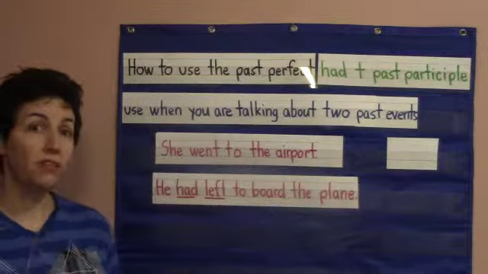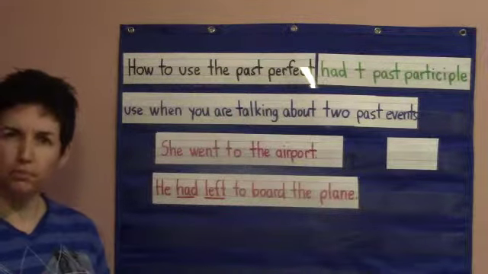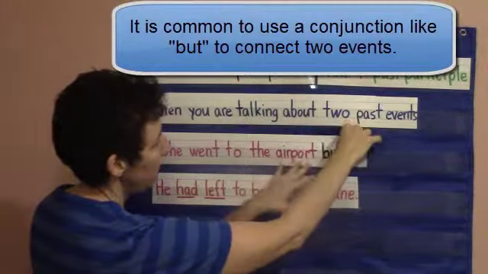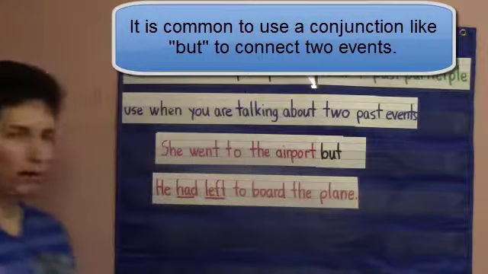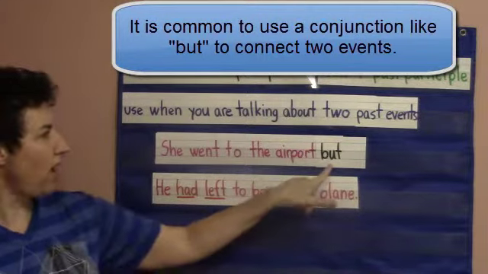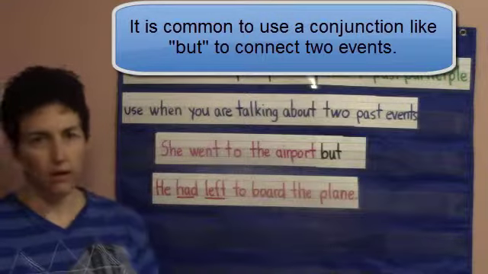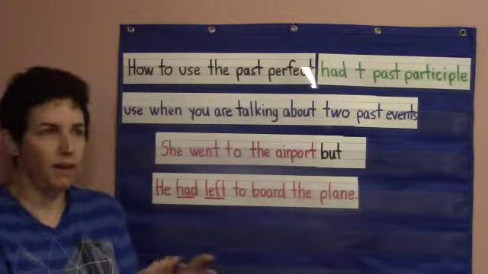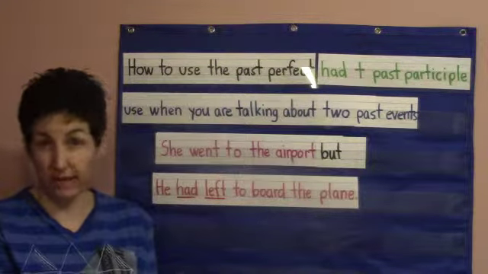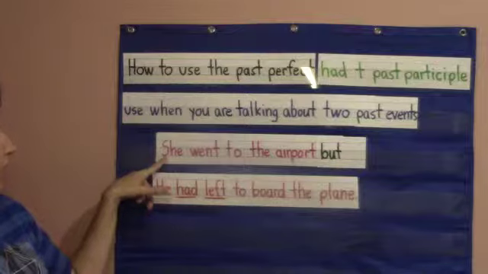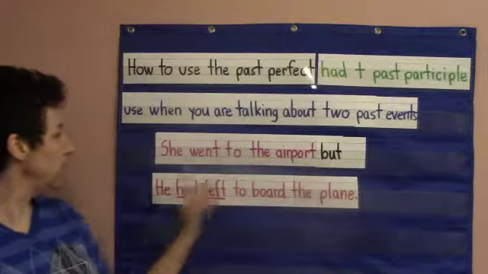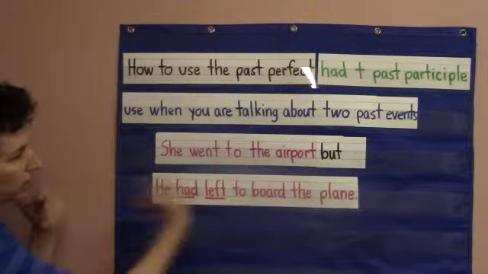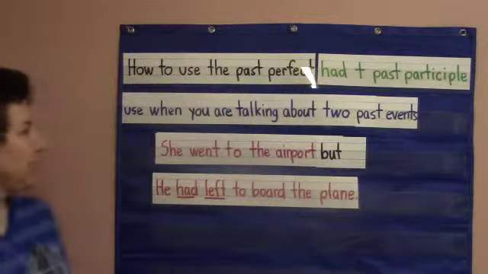Now, one thing that some textbooks might not tell you exactly is that often when we are using the past perfect like this to explain which event happened first, we often use the conjunction but. So to blend the sentences together and to make it clear that maybe it wasn't such a nice thing. So for example, we can say, she went to the airport, but he had left to board the plane. And this should be a lowercase h, but hopefully you get the idea.